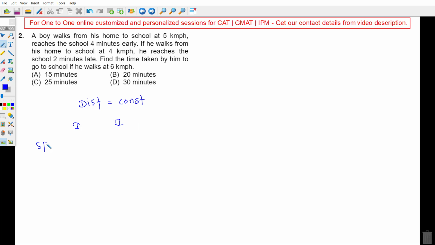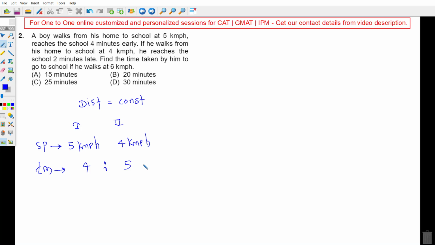So the ratio of speed is how much? Tell me. In the first case speed is how much? 5 km/h. In the second case speed is how much? 4 km/h. Okay, so the ratio of speed is how much? 5:4. So the ratio of time is how much? 4:5, because distance is constant. When distance is constant, speed is inversely proportional to time. The ratio of speed is 5:4, so the ratio of time becomes 4:5.